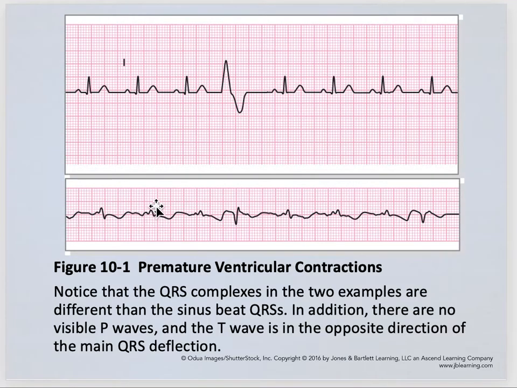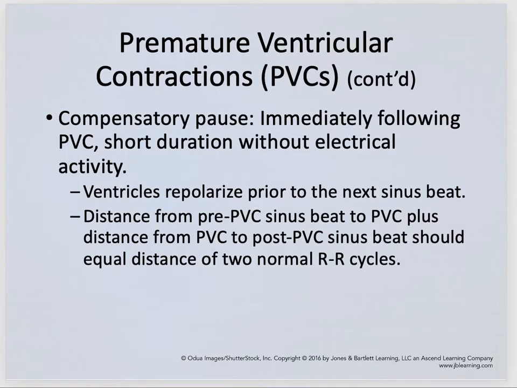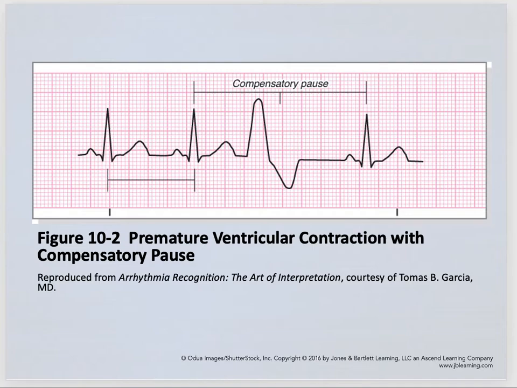So what is all that I'm saying, right? We've got these nice sinus rhythms, we've got this PVC that happened too early, a compensatory pause, and now it comes back. The distance here between all of this would have been the same as two normal R to R cycles. So here it is, right?